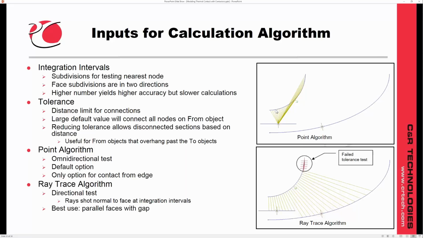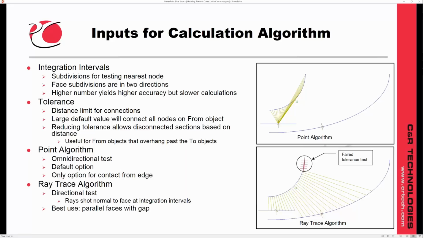Each one of these starting points is an integration interval. And so this finds the closest surface and the node associated with that surface. So even all the way out to here. With faces, the subdivisions are in two directions. If we ask for 10 integration intervals, we'll get 100 test points on a surface. The higher the number you provide, the higher your accuracy, but the slower the calculations. For most purposes, the default of 10 works very well.